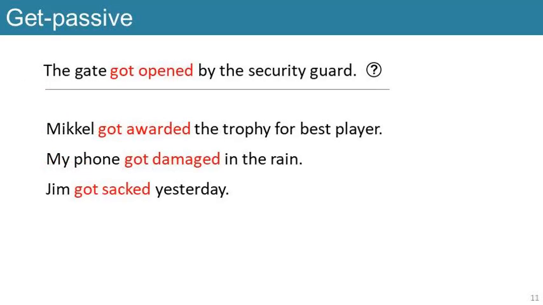It seems that the get passive is most commonly used in situations that have an adverse or a beneficial effect on the patient, rather than in purely neutral situations. So, for example, the get passive in the first sentence here sounds odd, but it doesn't in the second and third sentences.